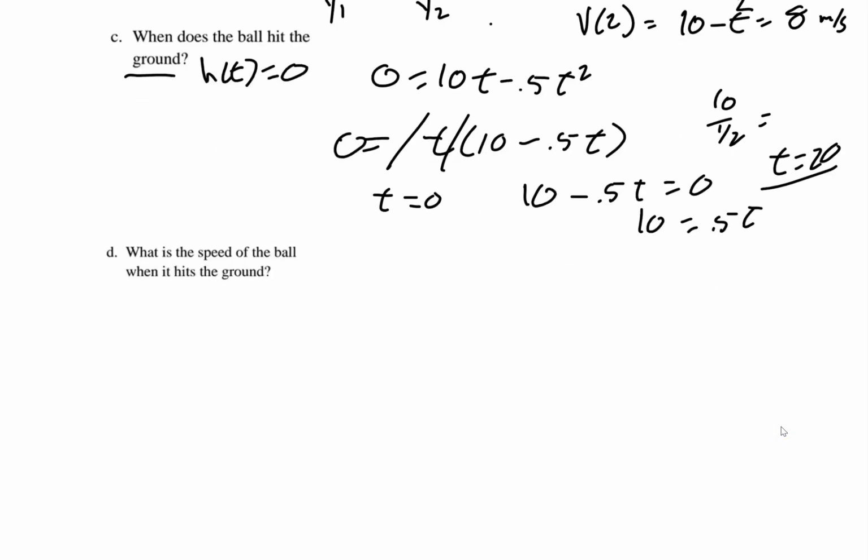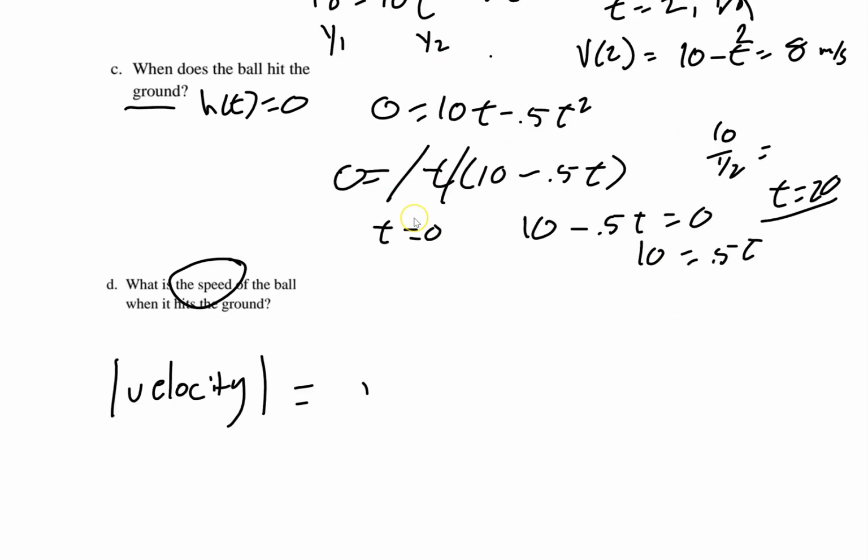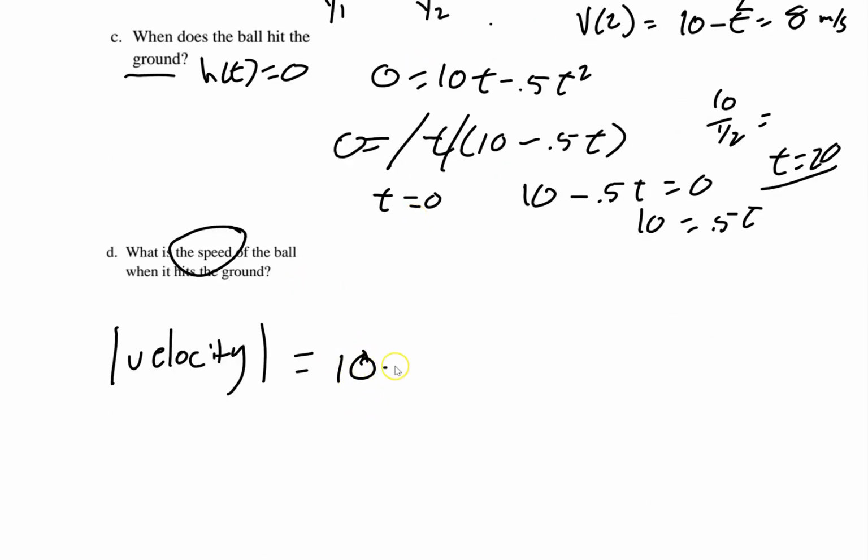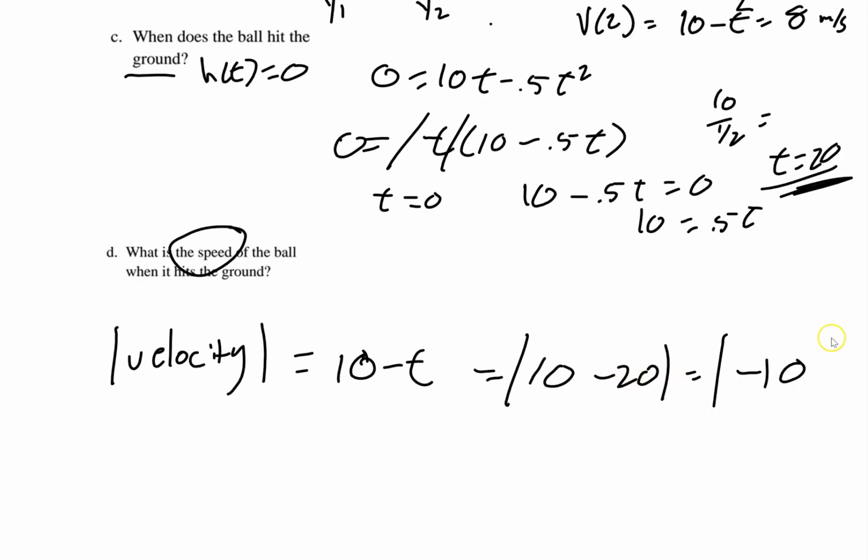What is the speed of the ball when it hits the ground? So again, speed is the absolute value of velocity. Right? Velocity is speed plus direction. So if we just want speed, just drop the direction, just drop the sign. So our velocity equation from above was 10 minus t. And I want it at 20 seconds. So absolute value of 10 minus 20, or negative 10, which is 10 meters per second. So at 20 seconds, it was going down 10 meters per second, but we just want the speed. So drop the sign. Speed doesn't care about sign. And it's going 10 meters per second when it hits the ground.